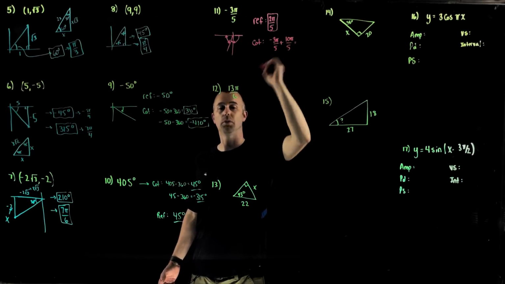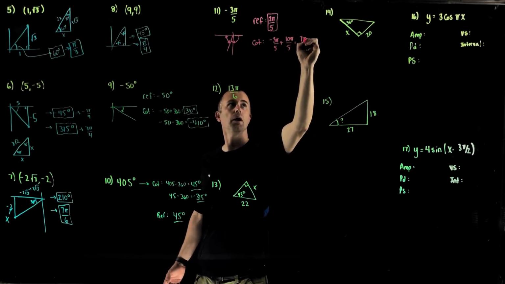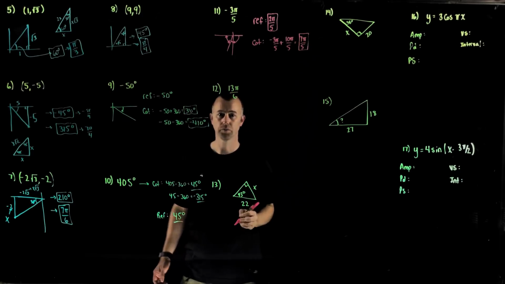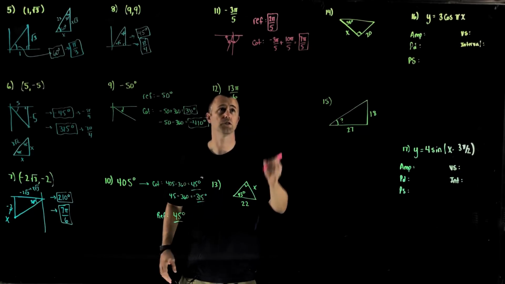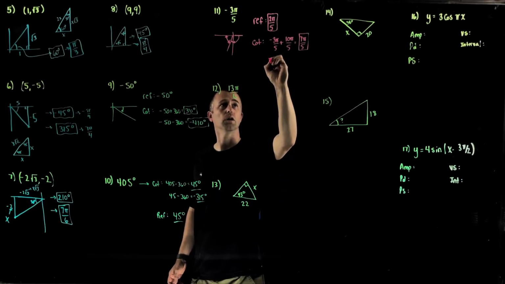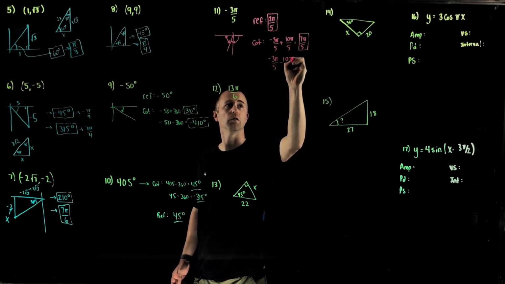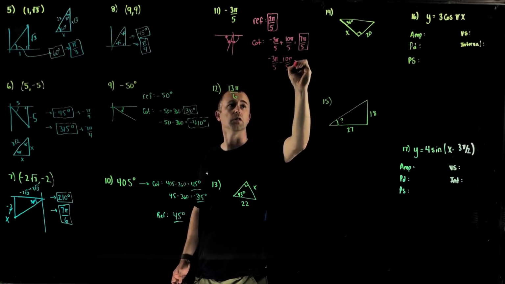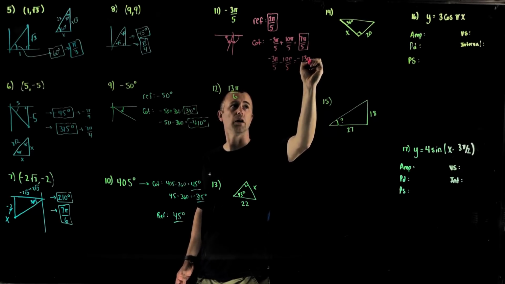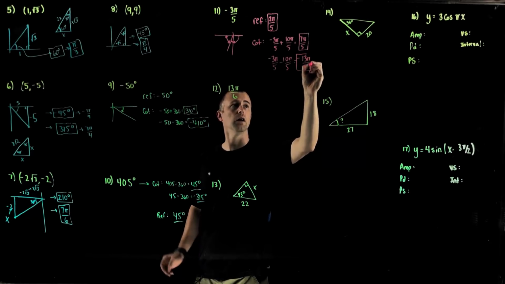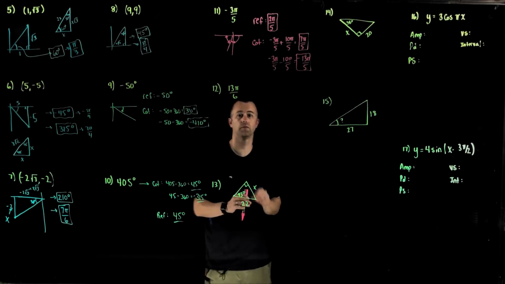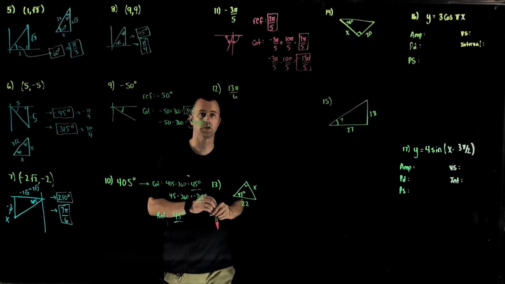So negative 3 plus 10 is 7 pi over 5. So that is a coterminal angle. They want a positive and a negative, so I'm going to also subtract. So I'm going to go negative 3 pi over 5 minus 10 pi over 5. So that's going to be negative 13 pi over 5. So there is a positive and a negative coterminal angle. And then number 12, we're going to do the same thing with that.